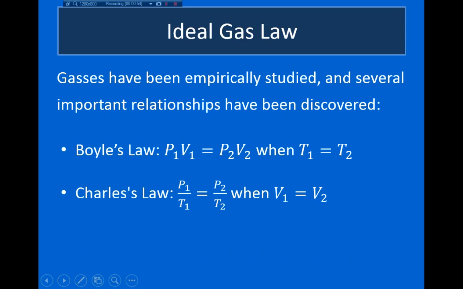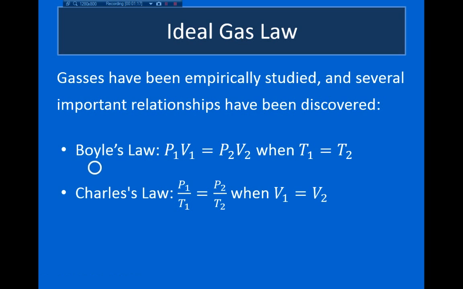Now, the ideal gas law is an empirical law, which means that it was discovered through a series of experiments. I don't want to go through the whole history of the ideal gas law, but I do want to talk about two of the laws that led to its development, and then show how these two equations can be combined into something called the combined gas law. The two laws I want to look at are Boyle's law and Charles' law.